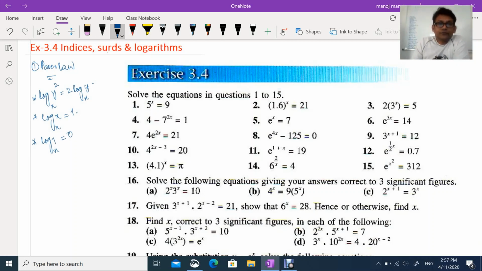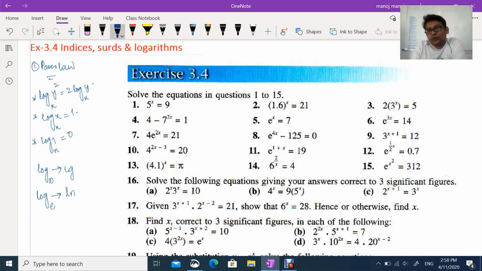And one more thing: the common logarithm with base 10, we write only lg, and the natural logarithm, log e, we write as ln. Both base 10 and base e are in our syllabus, and we should know that lg is the shortest form of log 10.